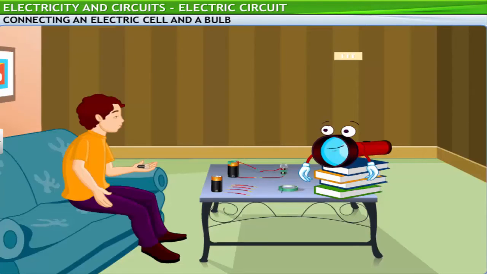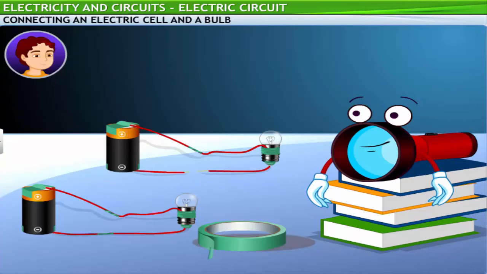Hey, look! I have another bulb. Let me try making an electric circuit with this. Sure. Go ahead. What happened? Why doesn't the bulb glow? I connected it correctly, didn't I? This bulb is not glowing because it is fused.